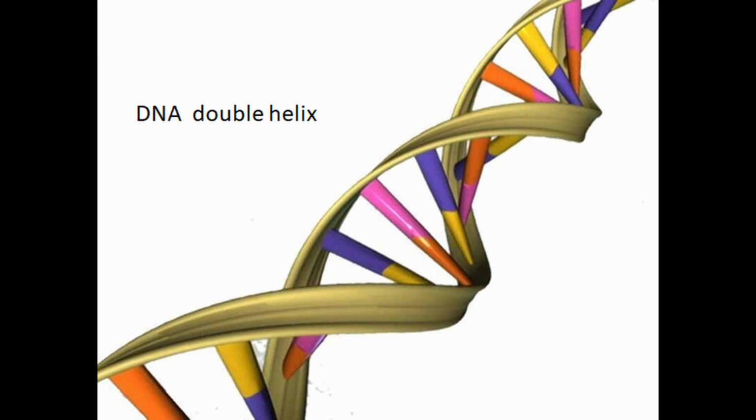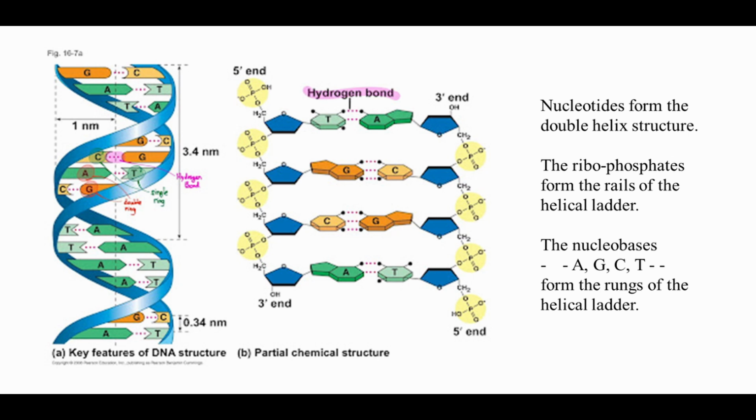Zooming in on the DNA by itself, we would see the DNA strands twist in a double helix structure. Zooming down further, we would see the individual nucleotides that form the double helix structure. The ribophosphates form the rails of the helical ladder, and the nucleobases A, G, C, T form the rungs of the helical ladder.